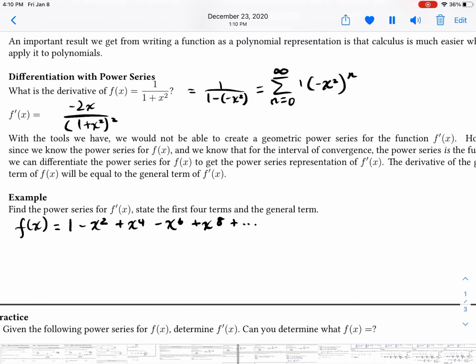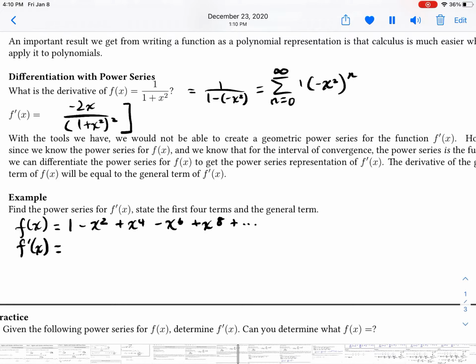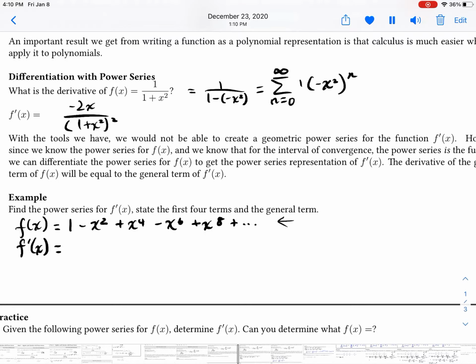Now, if I wanted to try to come up with a power series for f prime of x, just by looking at this function, we don't have the tools right now to be able to do that. But what we just observed was, hey, if this function here is the derivative of this function, that means the derivative of this series here would be simply this power series for f prime of x.